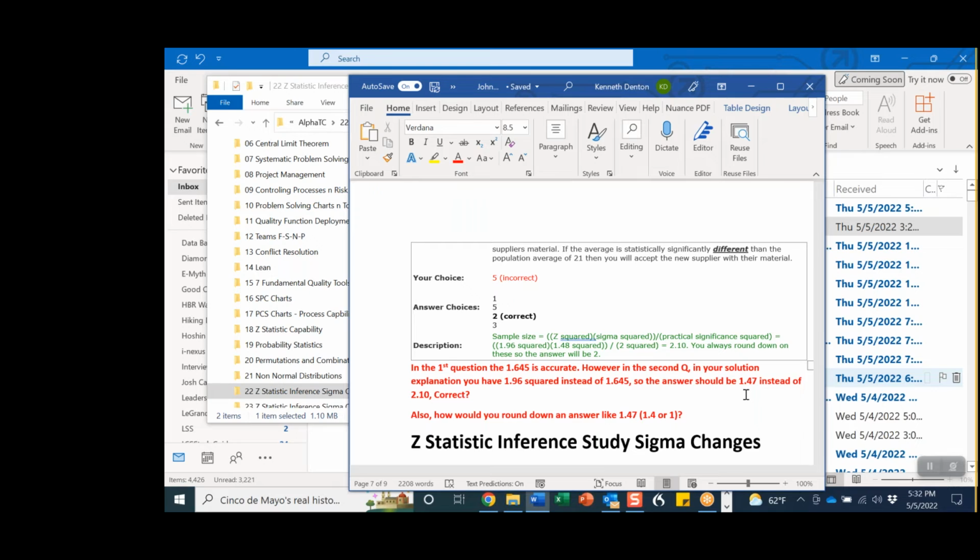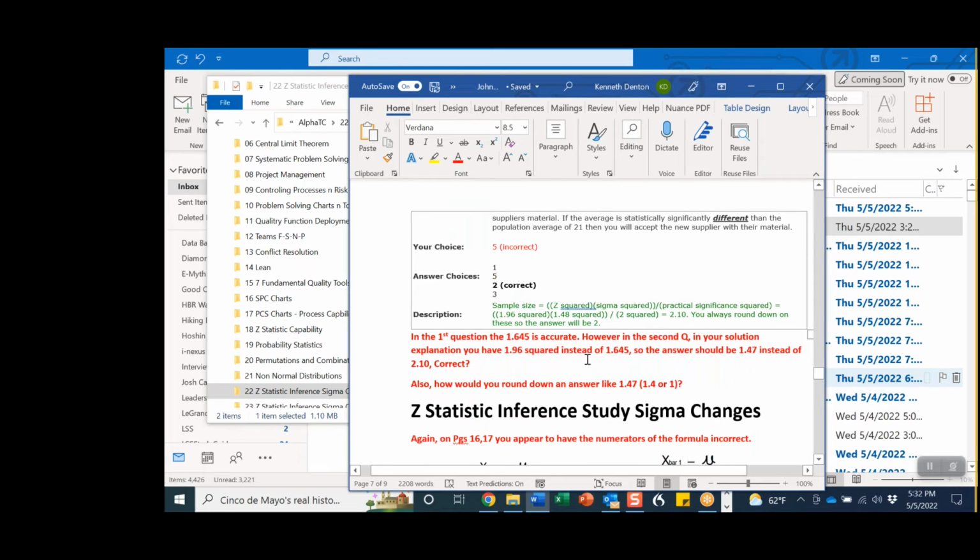So would you always, like in a 1.47, round that down to 1.4 or all the way down to 1? Well, you can't get 1.4 parts. You're either going to get 1 or you're going to get 2. So I'd take 1. Okay. Just on those sample size problems, you do that.